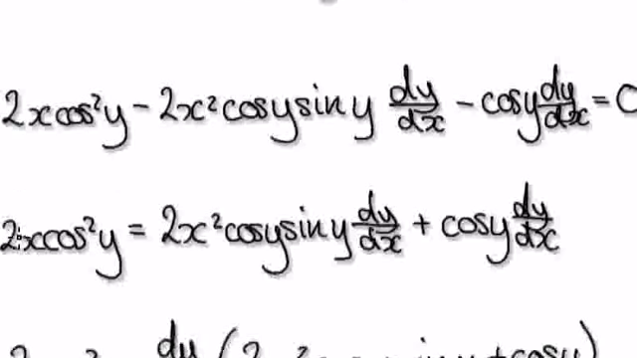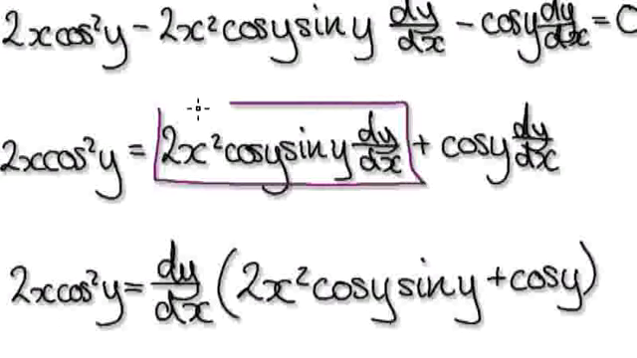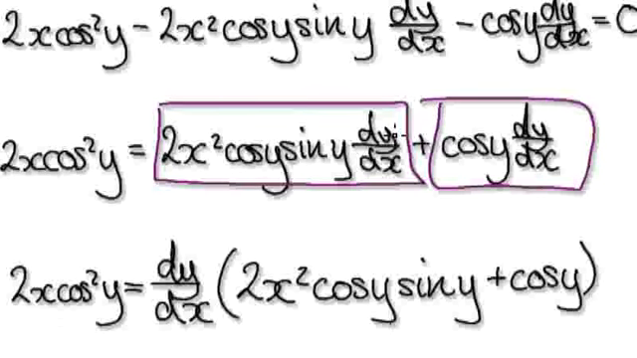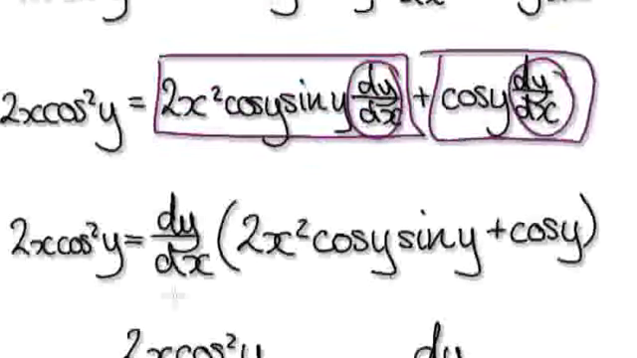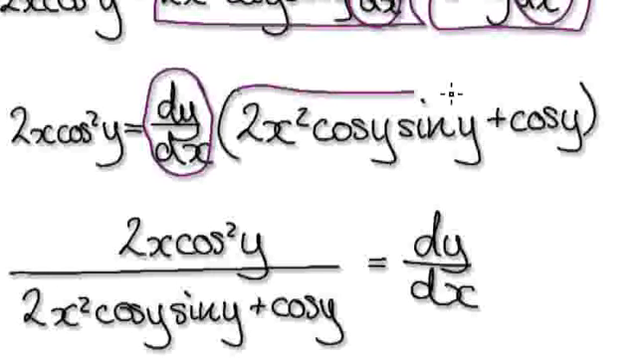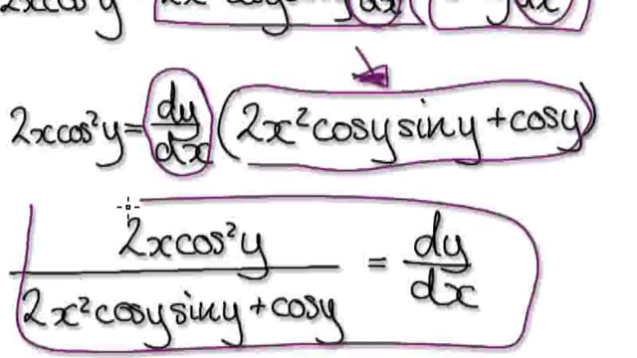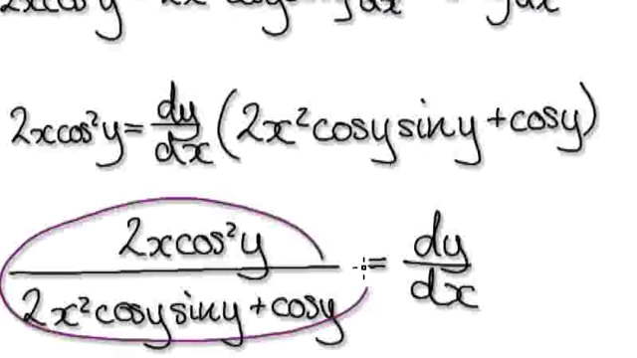Okay, next step is to notice that at the moment you've got one block adding another block here. Notice that this is in common, this is in common. Factor out dy by dx. That would then give you this. And now you've got one thing multiplying with another bubble here, so divide both sides by this bubble here. That will then give you this. So dy by dx equals this thing here.